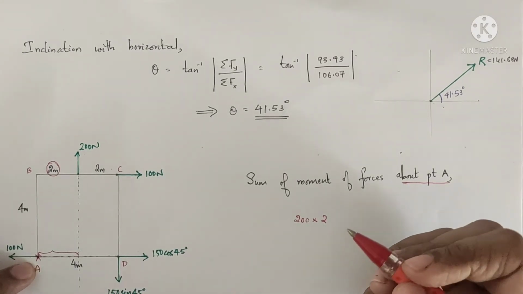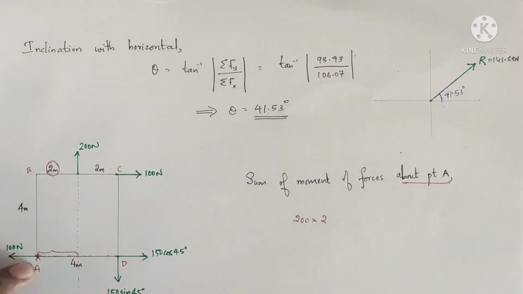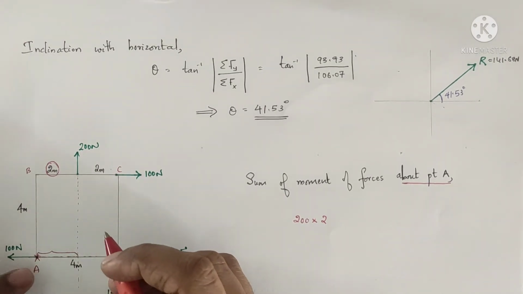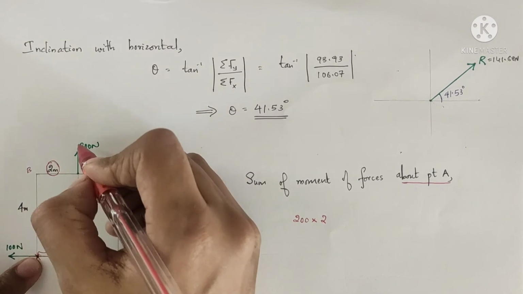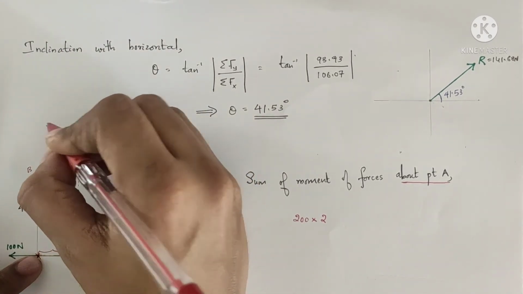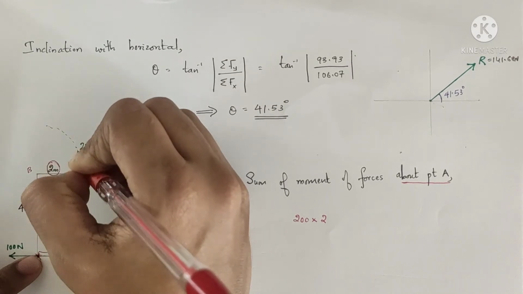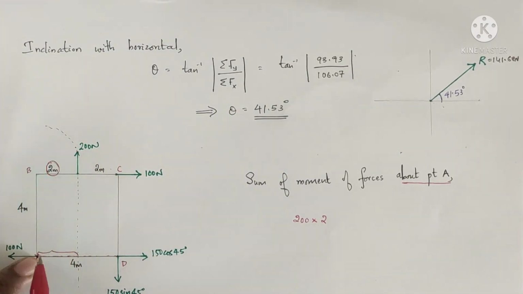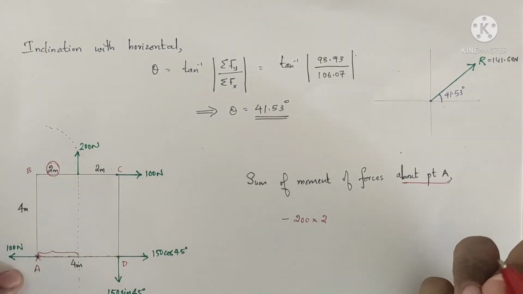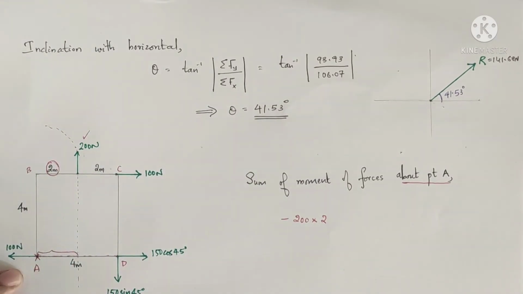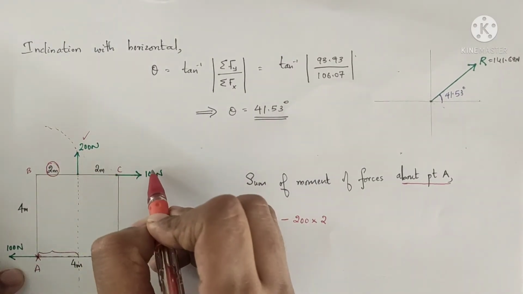Now, is it positive or negative? That is, is it clockwise direction moment or anti-clockwise direction moment? With respect to point A, consider 200 Newton. The effect is in this direction. Okay, so it's in the anti-clockwise direction with respect to point A. So that is minus 200 into 2. So this is done. Now next we have 100 Newton.